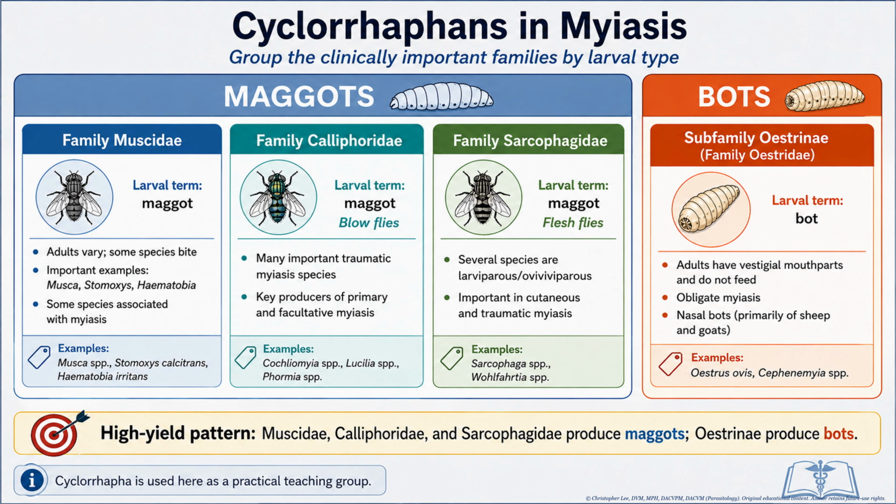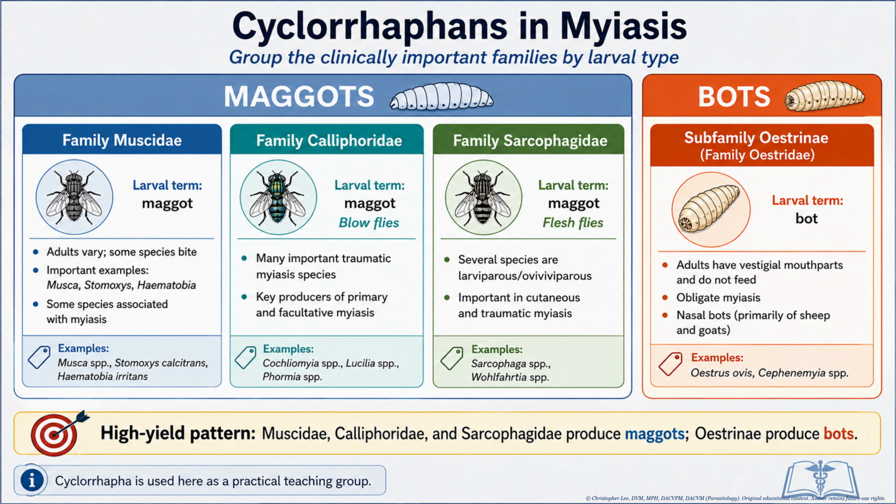Now we move into myiasis. The word comes from mya, meaning fly. Thus, myiasis means infestation of a living vertebrate by fly larvae. That definition matters. The adult fly may be a visible nuisance, but the larval stage is usually the one causing tissue-level damage. We group clinically important Cyclorrhaphans by larval pattern that we use in practice.